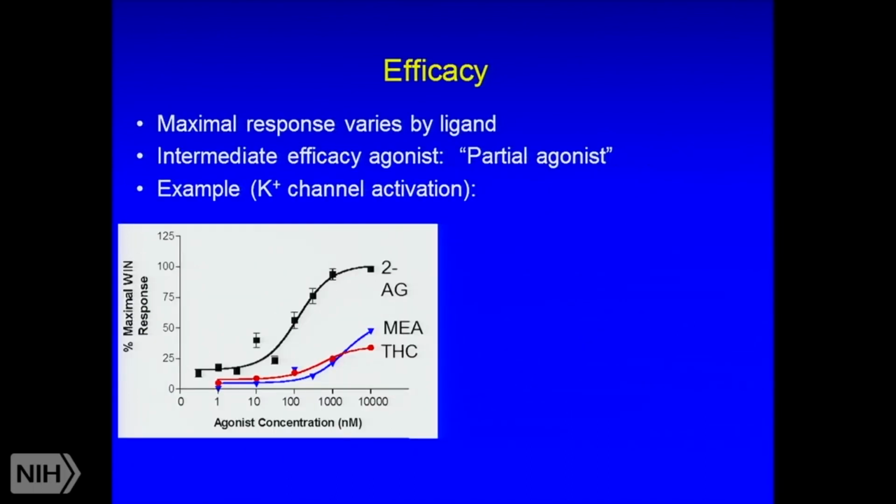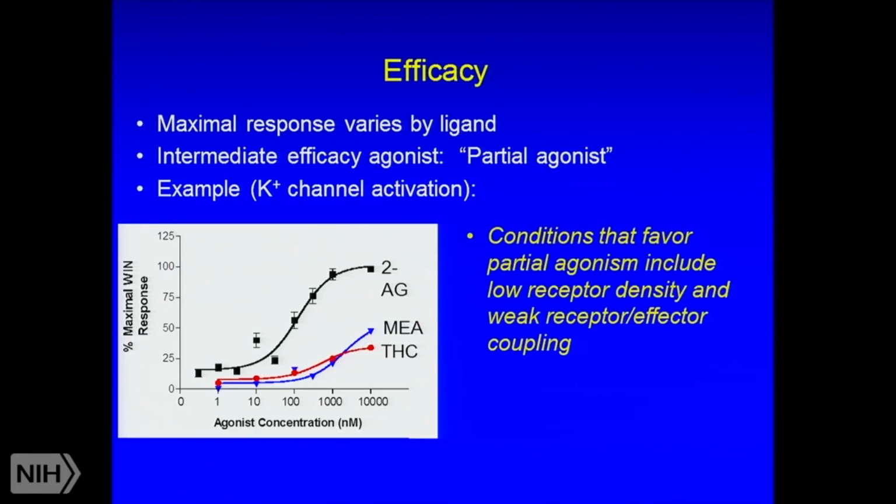Another important concept is that maximal response varies by ligand. You can have ligands of intermediate efficacy, and those often show partial agonism, which I think probably everyone's familiar with. This is an example looking at potassium channel activation by CB1 receptors. And here the data is plotted as the percent maximal response to WIN. And you can see that 2-AG is as efficacious as WIN is, which is a pretty efficacious compound in this system. However, methanandamide, a metabolically stable analog of anandamide, and THC are low efficacy agonists.